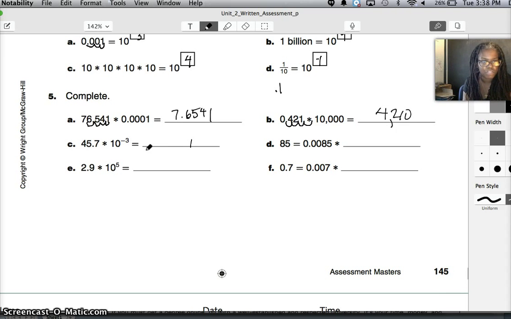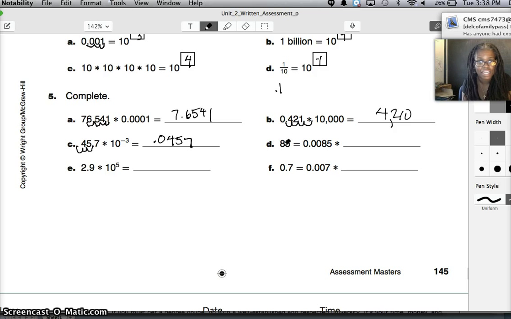Over here with part C, I know that this is getting smaller. That -3 tells me I'm going in the opposite direction. I'm going in the negative direction, or the left direction. 1, 2, and 3. So I've got 0.0457.